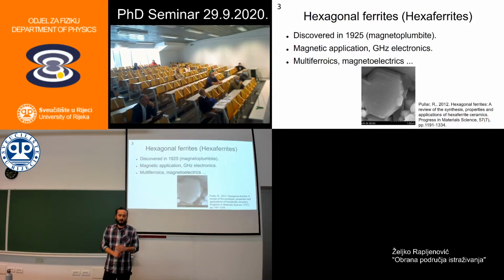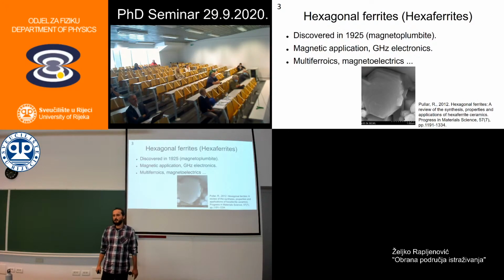They were discovered in 1925 in the mineral magnetoplumbite. In 1938, this crystal structure was deduced as being hexagonal. Since then, the research went on and they found their way into applications. For example, a fun fact is that 90% of the total magnetic materials produced globally are hexaferrites. Someone calculated that it is 50 grams per person.